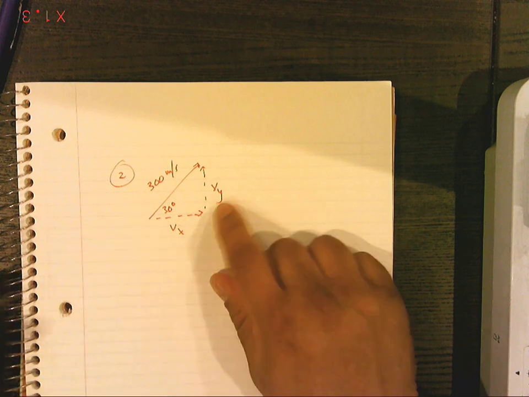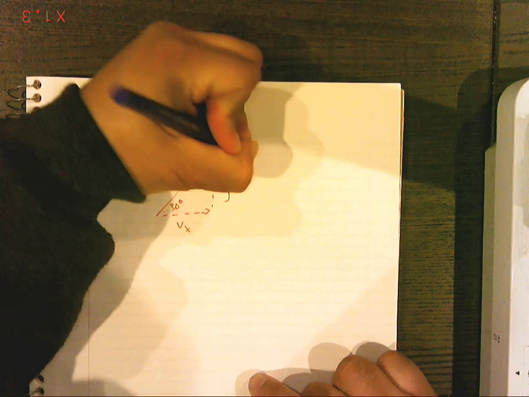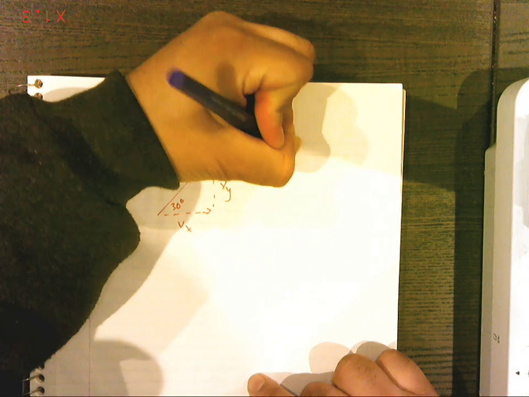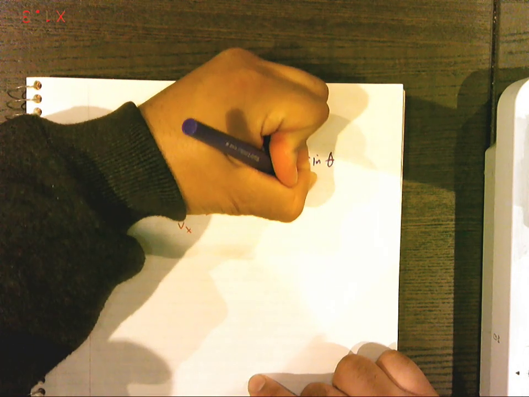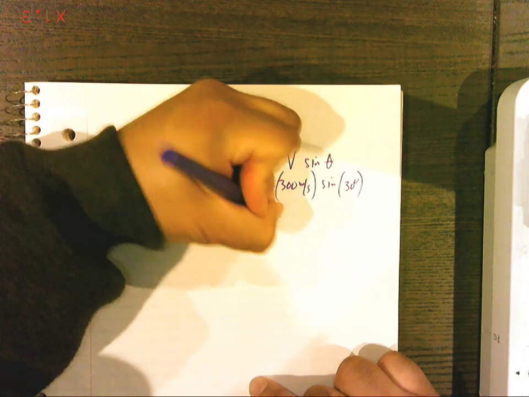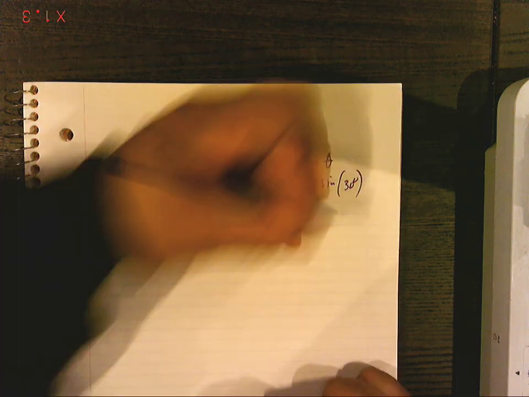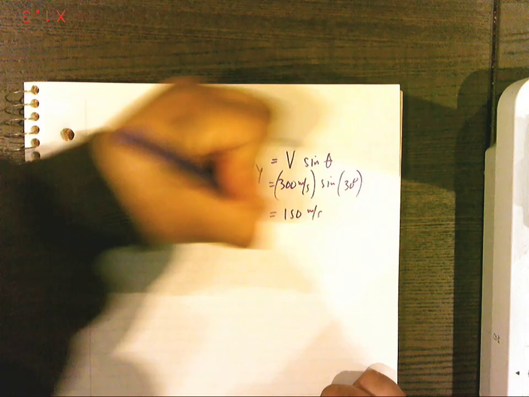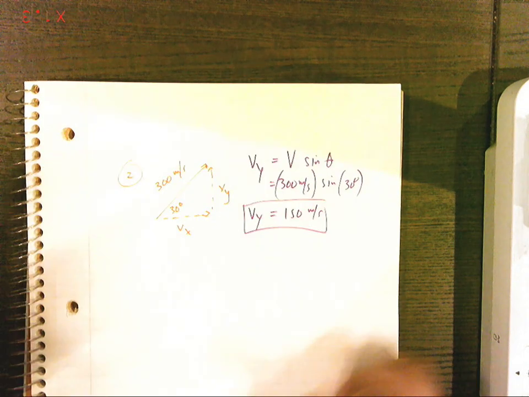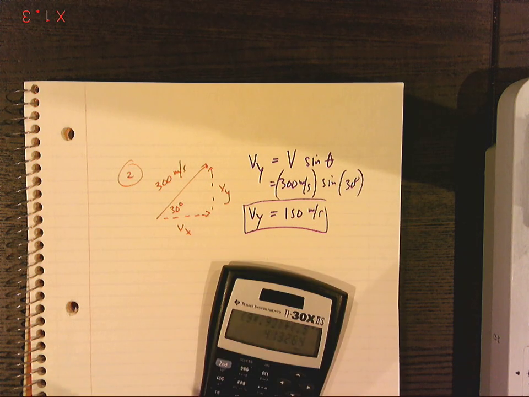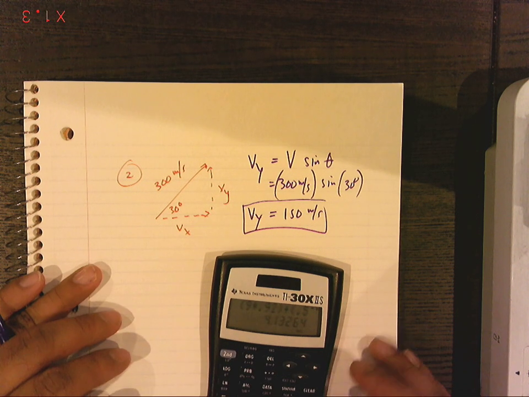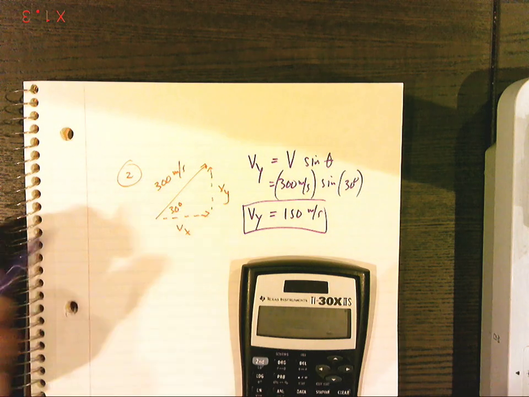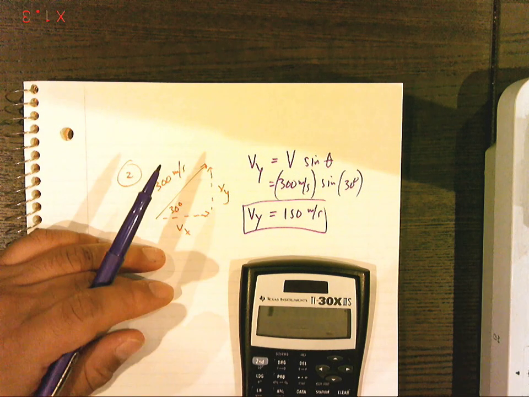So I'm just going to calculate the y component here. I'm going to do my Vy equals my V times sine of theta, which is going to be 300 meters per second times sine of this angle, which is 30 degrees. And I know that sine of 30 degrees equals 0.5, so Vy is going to equal 150 meters per second. Don't believe me? Then do it on your calculator. I'm absolutely sure that I'm right on this. And so Vy equals 150 meters per second. That's the initial vertical component.